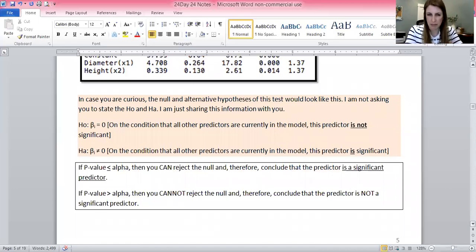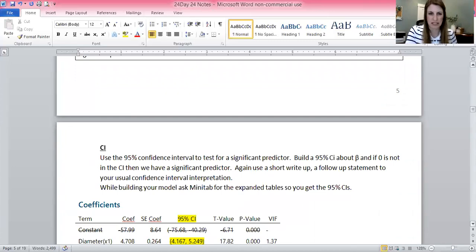I think it's on the next page. I'll come back up to some of this and look at some of this, but I just wanted to go over the CI as well.